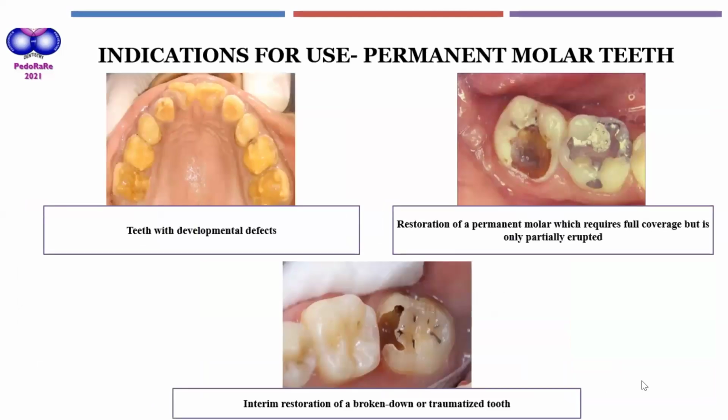Indications for use: permanent molar teeth, definitely it is indicated. Teeth with developmental defects; restoration of a permanent molar which requires full coverage but is partially erupted, because you can adjust the crown accordingly. Then interim restoration of a broken down or traumatized tooth. The indications are separate for primary and for permanent teeth, and we tend to use it as the tooth is still in the phase of active eruption.